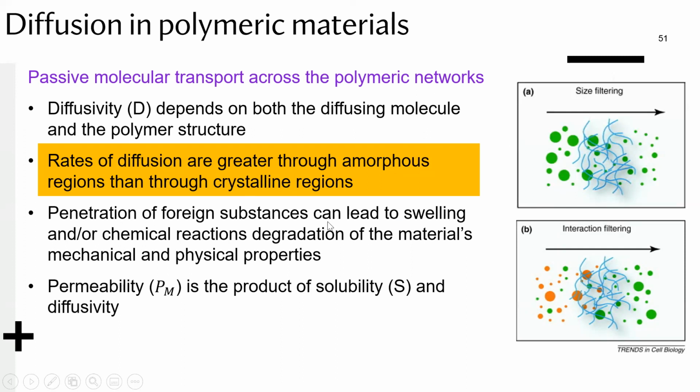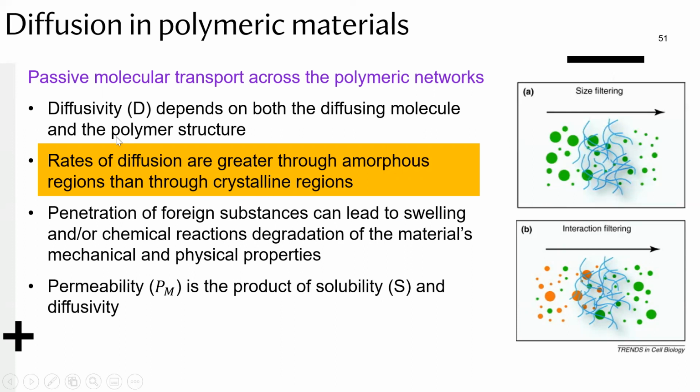Another important thing is that this diffusion, apart from the molecules getting through, can basically lead to the material swelling. It can lead to some chemical reactions and the degradation of the material. So it's not always a good thing. It actually is quite bad. So sometimes they functionalize the polymers, or they coat them with something that reduces the amount of diffusion.